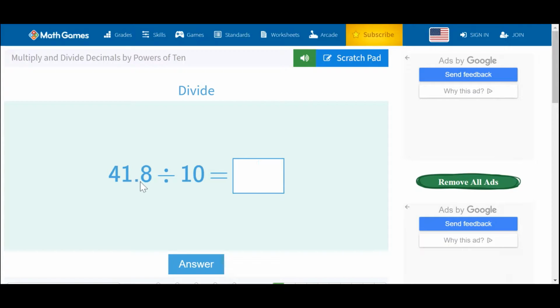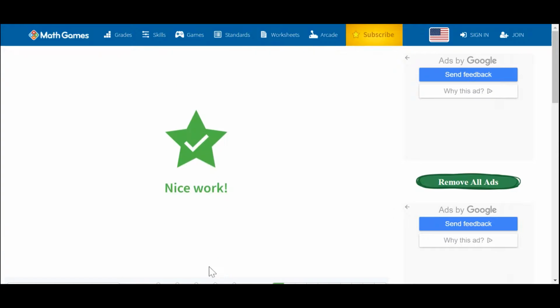See over here, we're dividing it by 10. There's only 1 zero, so we're going to move it to the left only once. So 4.18. That is 4 and 18 hundredths.